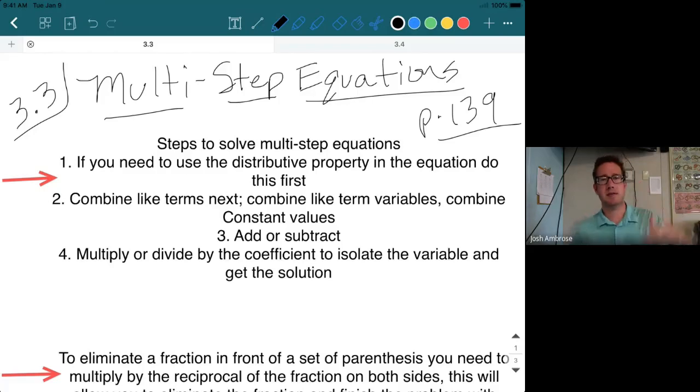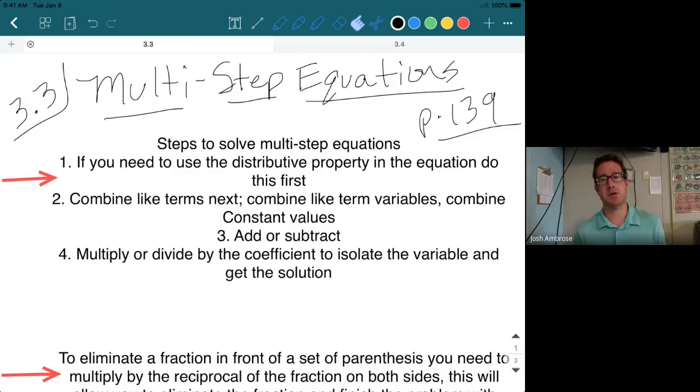So I'm going to break down the steps that you have to take to solve a multi-step equation. For the most part, you can always use these same steps in this order, and you should be just fine in solving any problems on tonight's homework. The first thing is if you have the distributive property, you have to use that. So that's step one. If you see a set of parentheses and a number directly connected to those parentheses, then use the distributive property first.